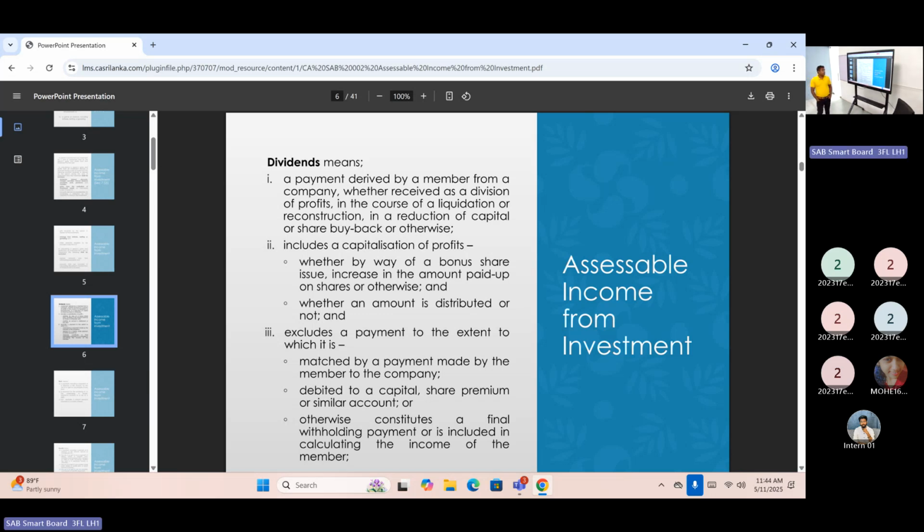Reduction of capital or share buyback. Reduction of capital, like, if profit tax applies here, reduction tax applies here too. So that is also dividend. Share buyback.